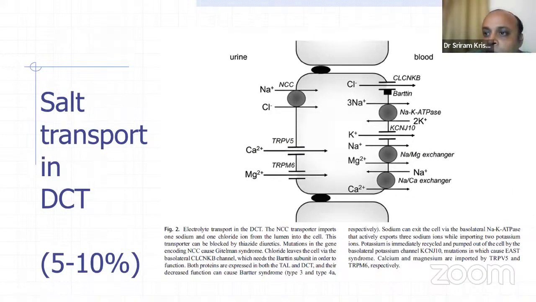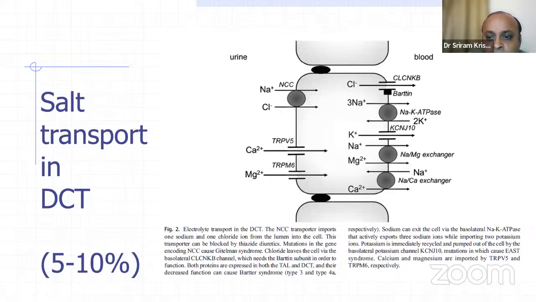Apart from the thick ascending limb of the loop of Henle, salt transport is also there in the DCT, to the extent of about 5 to 10%. The main channel here is the sodium chloride co-transporter on the luminal side. And you also have the CLCNKB here, along with Barttin. The same sodium potassium ATPase is there also. And you have a sodium magnesium exchanger and a sodium calcium exchanger. In addition, calcium and magnesium are actively reabsorbed through the TRPV6 and the TRPM6 channels respectively.